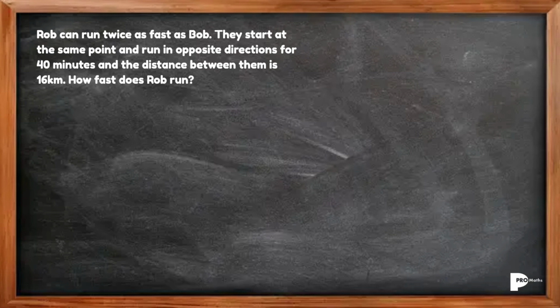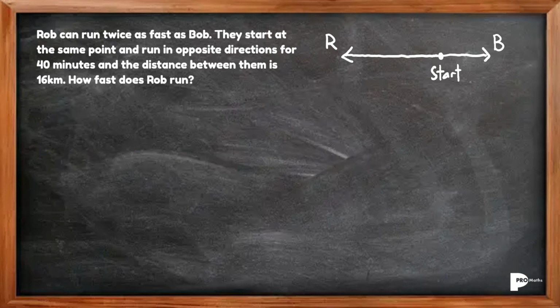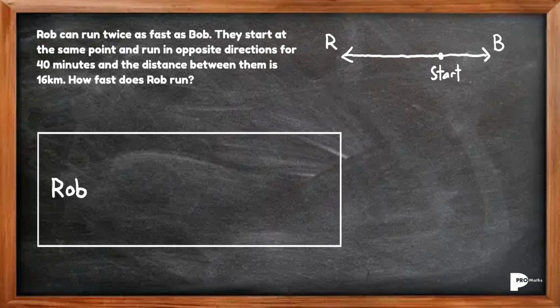Okay, here's a diagram. We're trying to find Rob's speed, and we know he runs twice as fast as Bob. Bonus strategy 1. Be flexible and smart with your algebra. If we called Rob's speed x, then Bob's speed would be half x. Fractions are totally fine, however, it's going to be much easier if there weren't any fractions. So let's call Rob's speed 2x. So Bob's speed is just x.